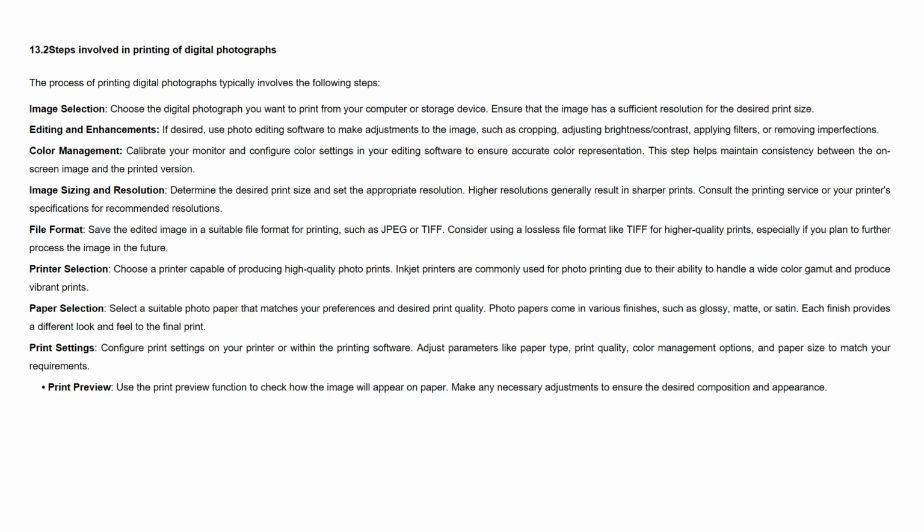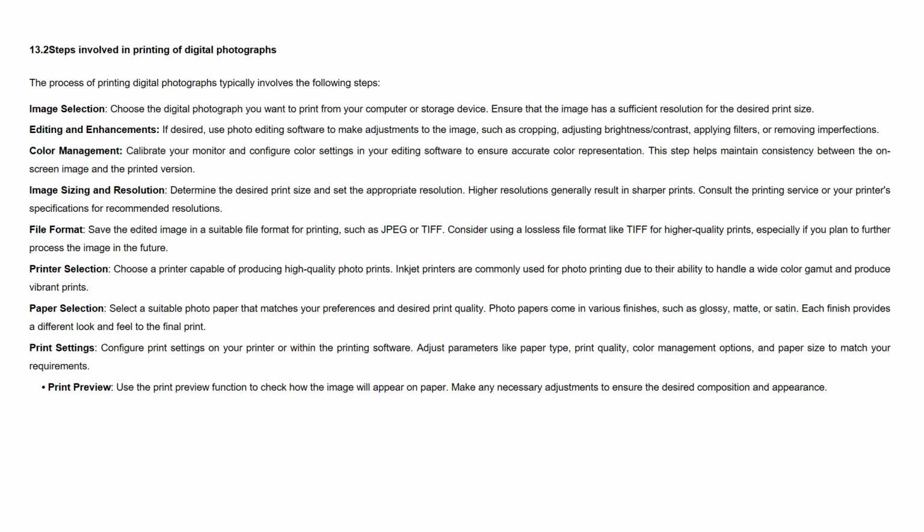Next is steps involved in printing of digital photographs. The process of printing digital photographs typically involves the following steps. Image selection. Choose the digital photograph you want to print from your computer or storage device. Ensure that the image has a sufficient resolution for the desired print size. Editing and enhancements. If desired, use photo editing software to make adjustments to the image, such as cropping, adjusting brightness, contrast, applying filters, or removing imperfections.